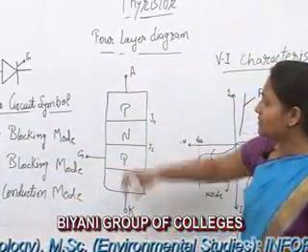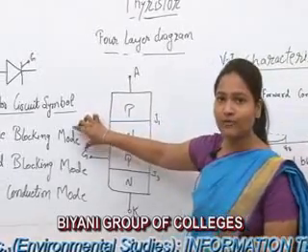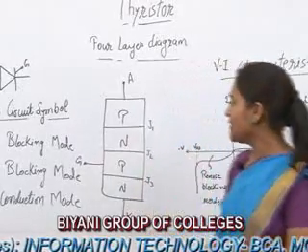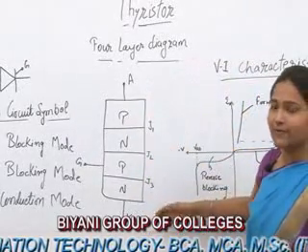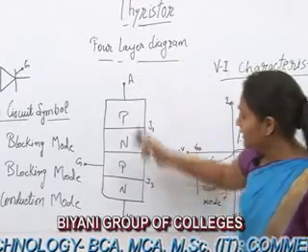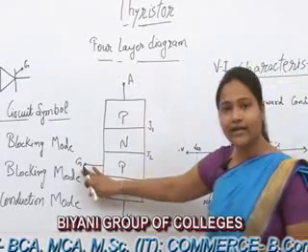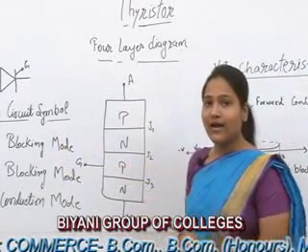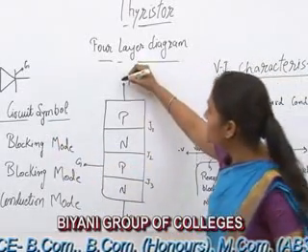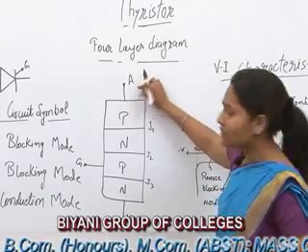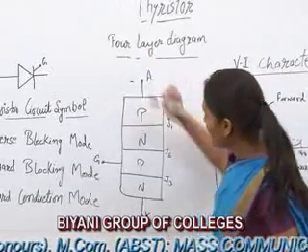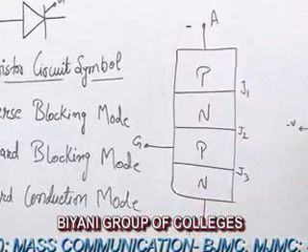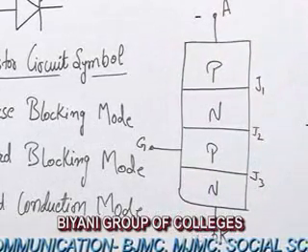First of all, I'll explain what the reverse blocking mode is. In the reverse blocking mode, the reverse power supply is provided to the 2 terminals of the thyristor. This is the anode, this is the cathode and this is the gate terminal. Reverse supply means the anode terminal is provided with the negative supply terminal and the cathode is provided with the positive supply terminal. Now let's see what happens with this kind of supply.